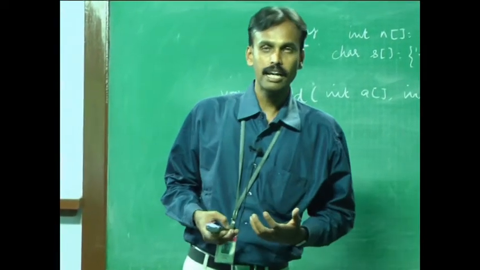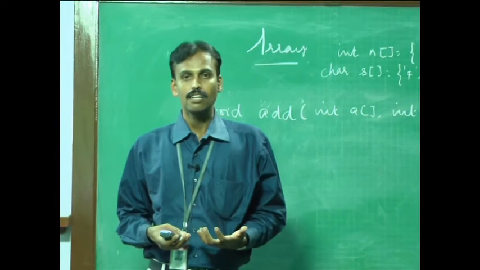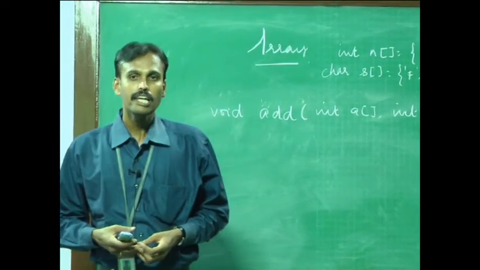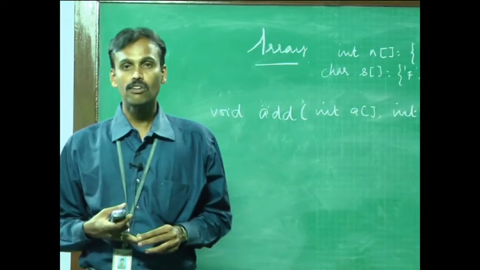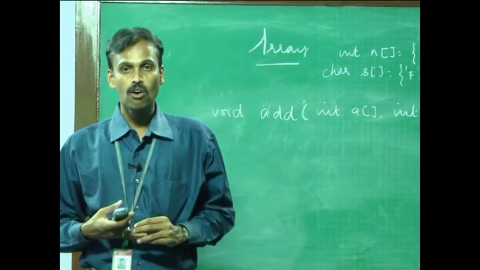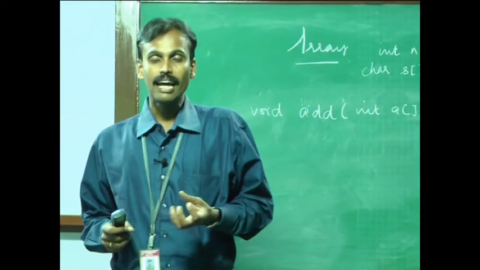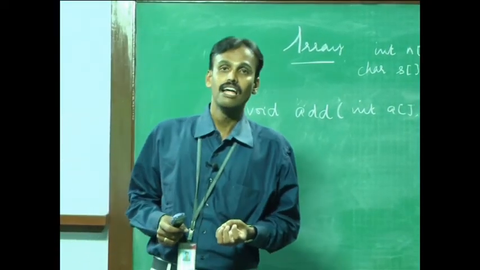So the output of this entire program would be something like this. You will be prompted to enter a string. Then if you enter some word like hello, string1 is hello, string2 is string literal, that is what we had initialized in this program. String1 with white spaces between characters happens to be H space E space L space L space O. This is how we separate character by character within a single string.